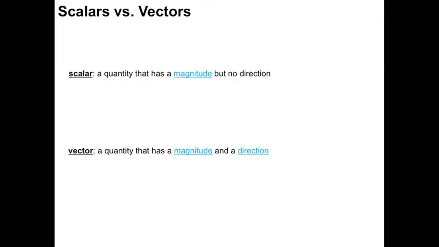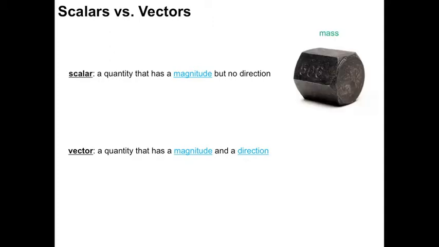We want to make a distinction between scalars and vectors. Scalars are any quantity that has a magnitude but no direction, whereas vectors, as we described previously, are quantities that have both a magnitude and a direction. A standard example of a scalar might be something like mass.